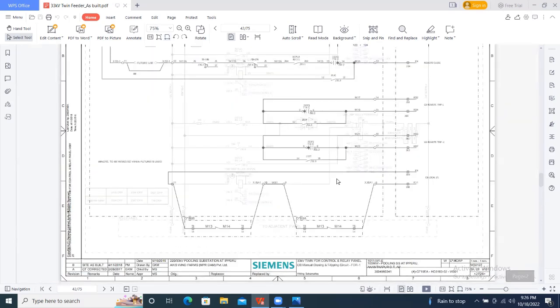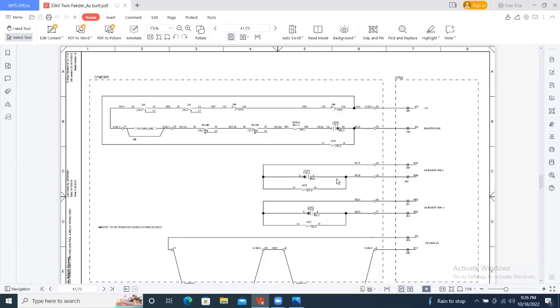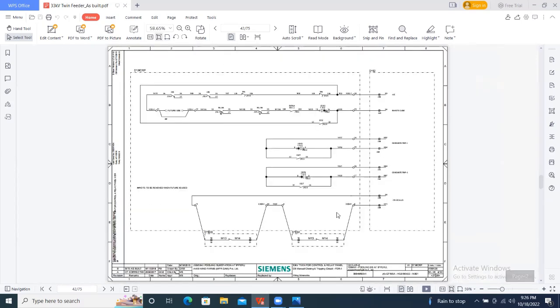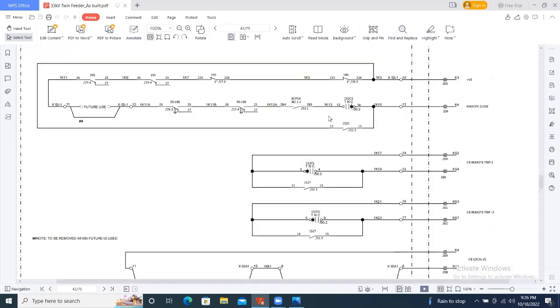Right. And so the LBB master trip is fine, completed. So let's now talk about the breaker closing and tripping circuit. As I said, we discussed it.